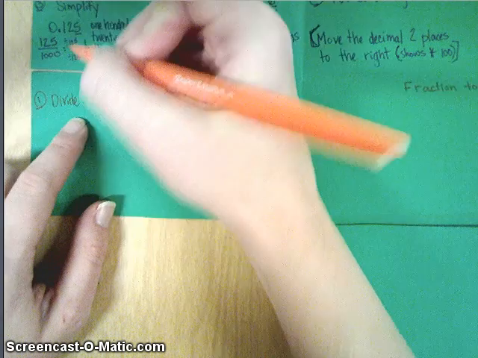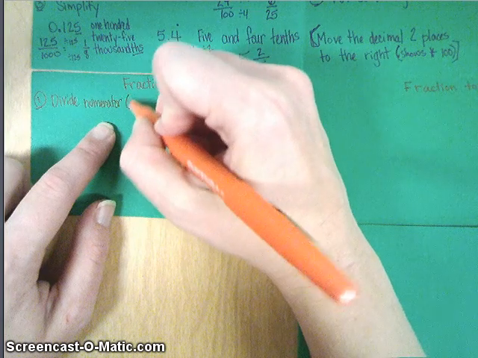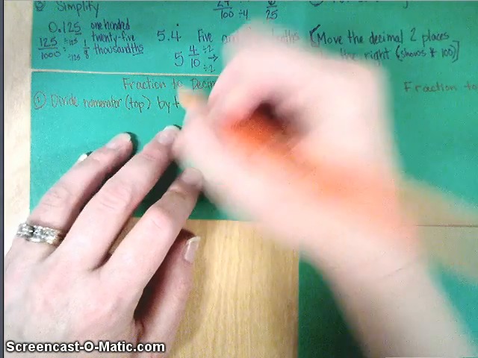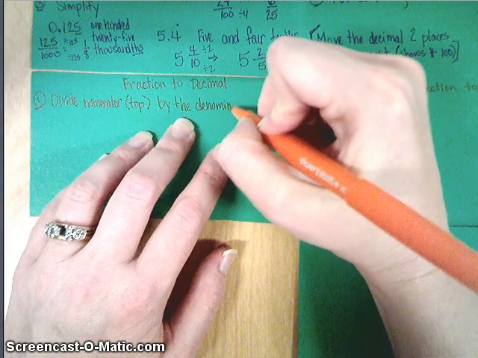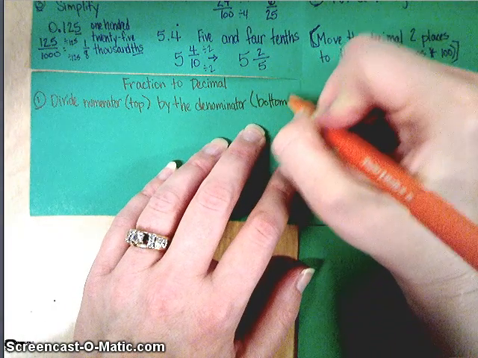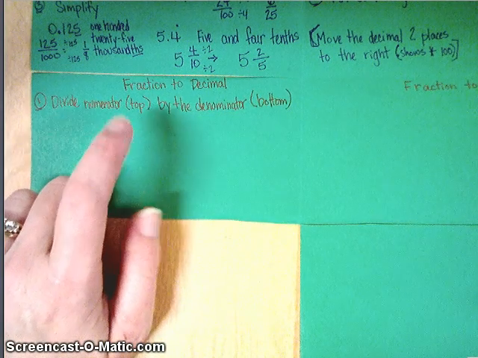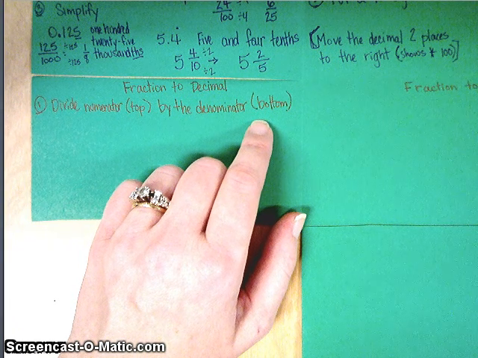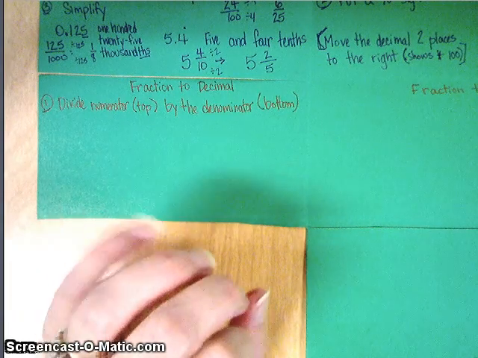To change a fraction to a decimal, you divide the numerator, which is the top number, by the denominator, which is the bottom number. So the numerator goes inside the house, the denominator goes outside the house. So a way to remember that is bottoms go in the outhouse.